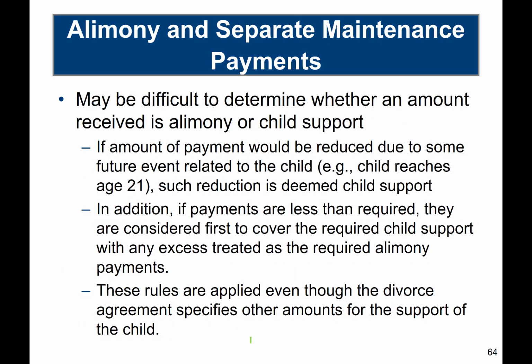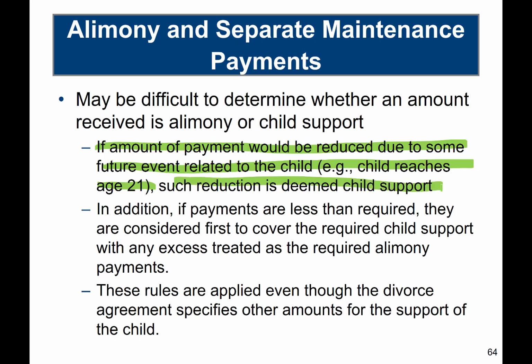So let's say we're making lump sum payments, say month to month, and we start to run into some trouble. Well, how much of that payment is going to be alimony? How much of that is child support? It's pretty straightforward. If the amount of the payment would be reduced due to some future related event, such as the child reaches age 21, dies, let's hope not, marries or something like that, then such reduction is deemed to be child support.